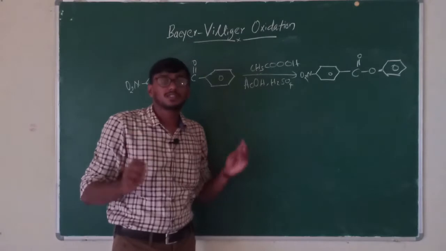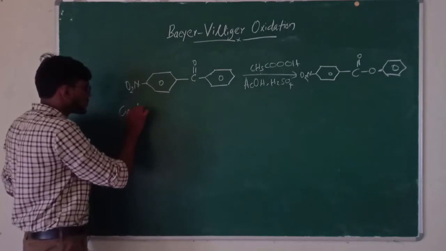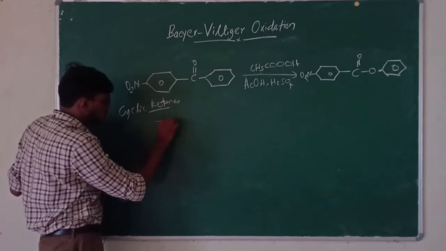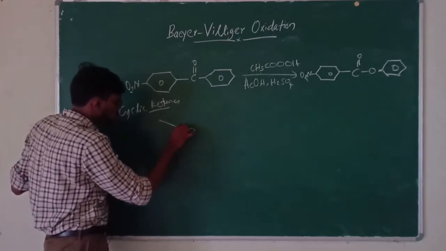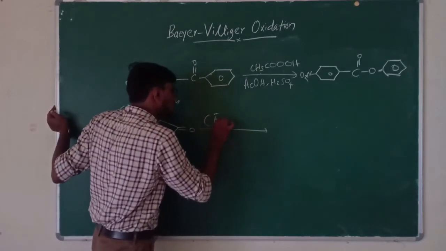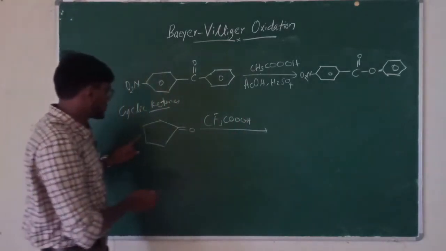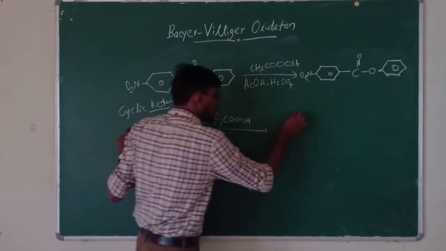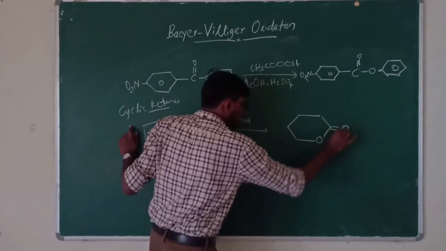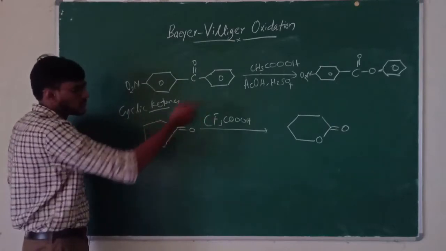Remember, Baeyer Villiger oxidation has great synthetic importance. It also works for cyclic ketones. For example, consider this ketone. On reaction with CF3COOH, a peracid, this will form a product like this, where one oxygen is inserted between this carbon and this carbon atom.